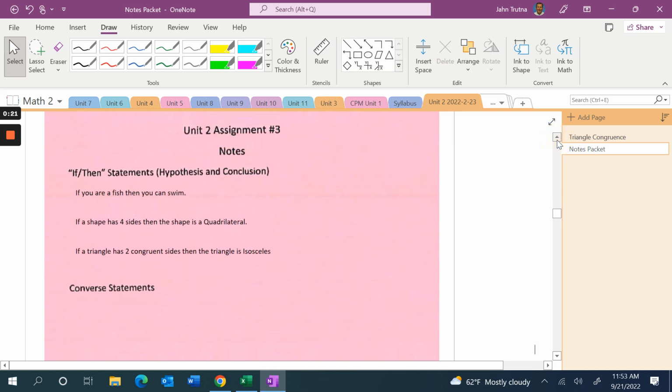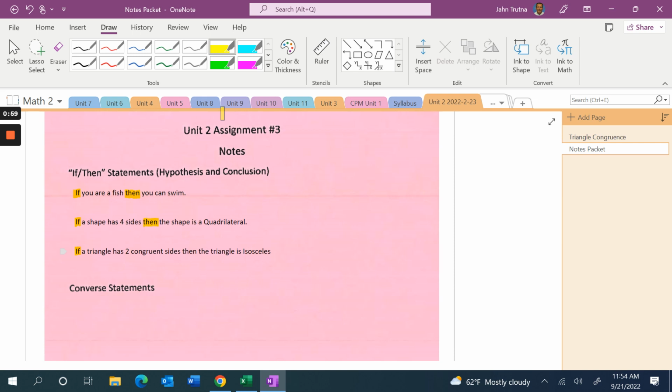Okay, so the first thing is, let's go over if-then statements and identify which part of the if-then statement is what we call the hypothesis and which part is what we call the conclusion. As you can see down below here, there are 3 statements which we call if-then statements. The reason they are if-then statements is that in each statement the sentences start with the word if, and then there's some information, then somewhere you see the word then.